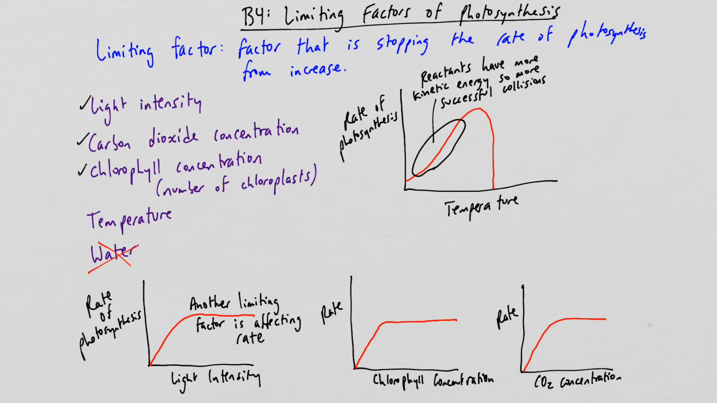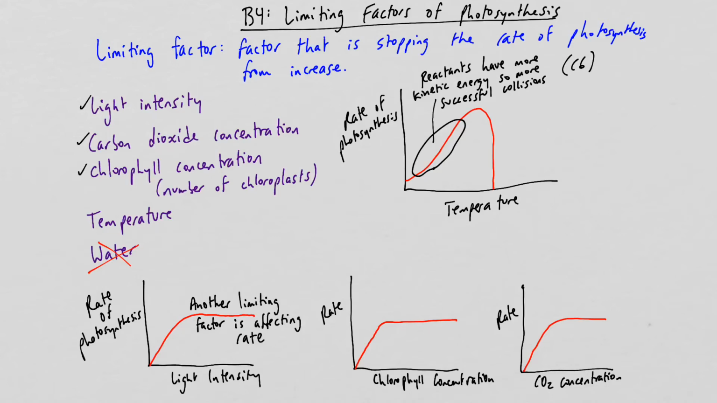When you have a successful collision, you have the reaction. So here your carbon dioxide and your water are colliding with an enzyme, and then that's catalyzing the reaction to make glucose and oxygen. This comes up in Unit C6 when we talk about rate of reaction. So a little bit of chemistry coming into our biology here.